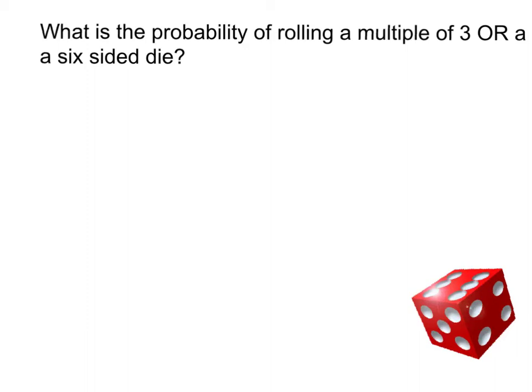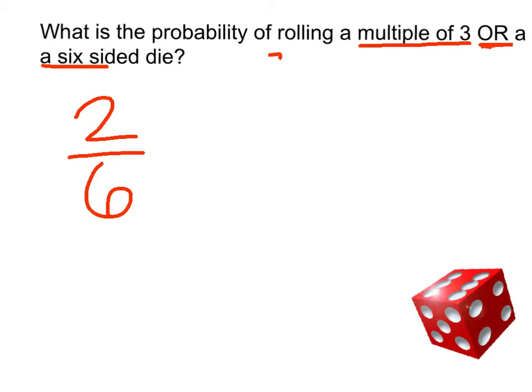Alright, practice problem. What is the probability of rolling a multiple of 3 or a 4 on a 6-sided die? Since we have an or, that means we're going to have to find the probability of rolling a multiple of 3 and add the probability of rolling a 4. What is the probability of rolling a multiple of 3? 2 over 6. The only multiples of 3 on a 6-sided die would be 3 and 6. So there are 2 possibilities out of 6 total.